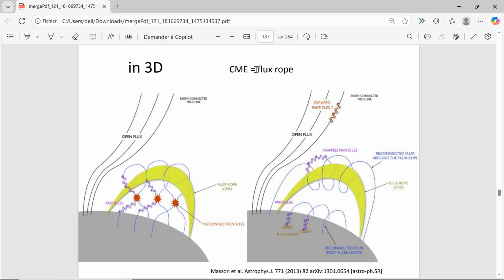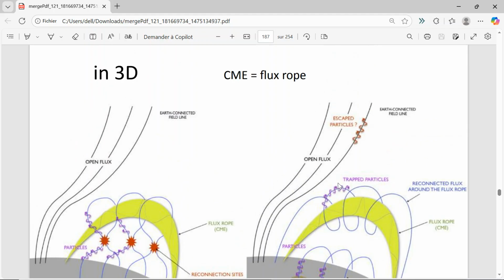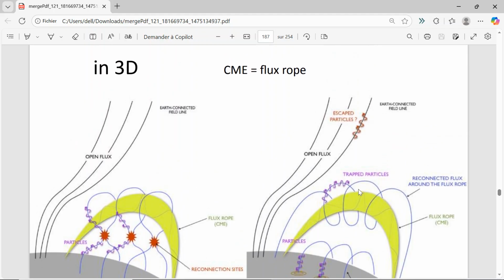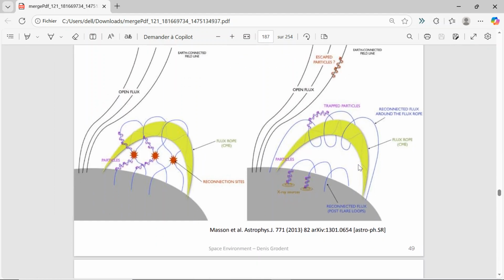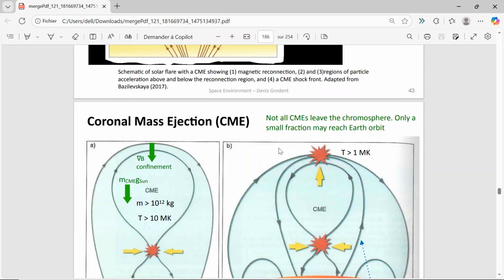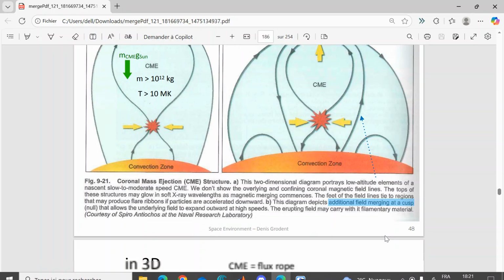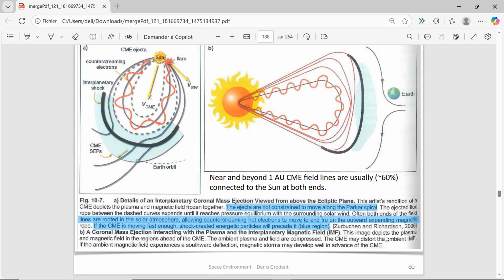So the CME is equal to the flux rope here. You have a lot of particles contained in this CME, as shown here in yellow. When those particles are released to escape, it can be very harmful for us on the Earth. However, most of the time, you get an additional field emerging in order to protect us and not let those CMEs go into interplanetary space.